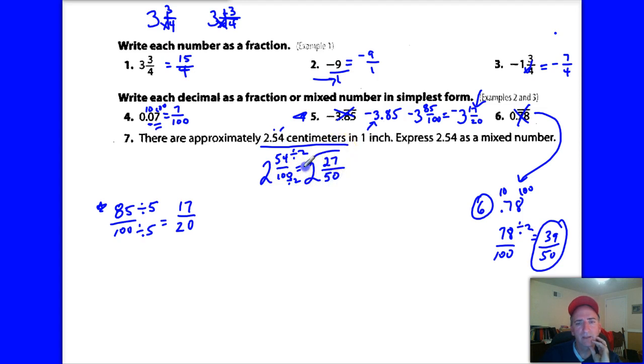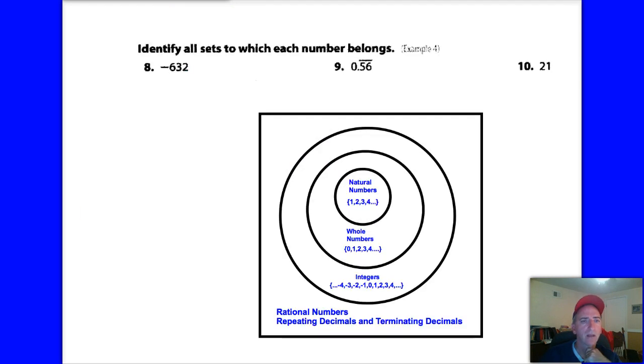So you have 2 and 27/50ths there. And that takes care of number 7 for us. And then we can wrap up the last one right here.